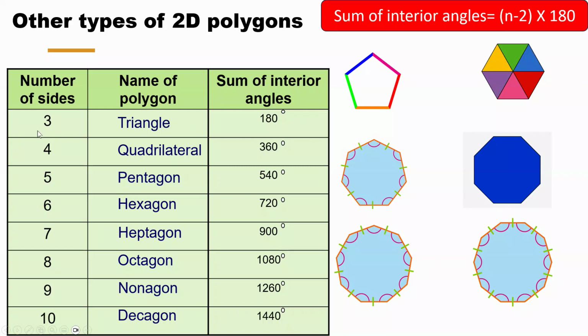Let's start with the first one. I have three-sided shapes. 3 minus 2 is 1. 1 times 180 is 180. Let's try it with the next one. 4 minus 2 is 2. 2 times 180 degrees is 360, and so on.